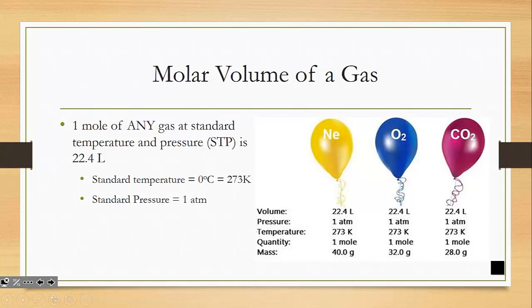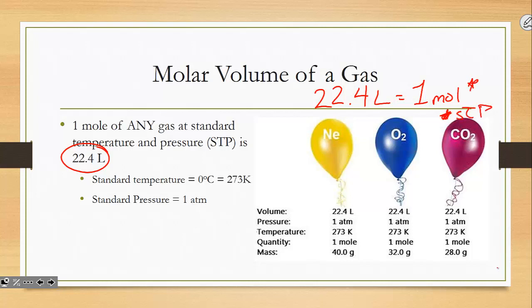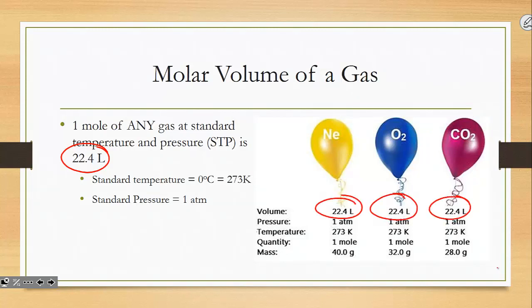If you are at standard temperature and pressure, if you are at sea level during a snowstorm, if you are at 1 atmosphere and 0 degrees Celsius, 1 mole of any gas will occupy 22.4 liters. So 22.4 liters is 1 mole of a gas as long as you're at standard temperature and pressure. So all of these balloons contain 1 mole of gas because they all have the same volume at the same temperature and pressure. Now granted, each of these balloons has a different mass because each of these balloons is a different gas.